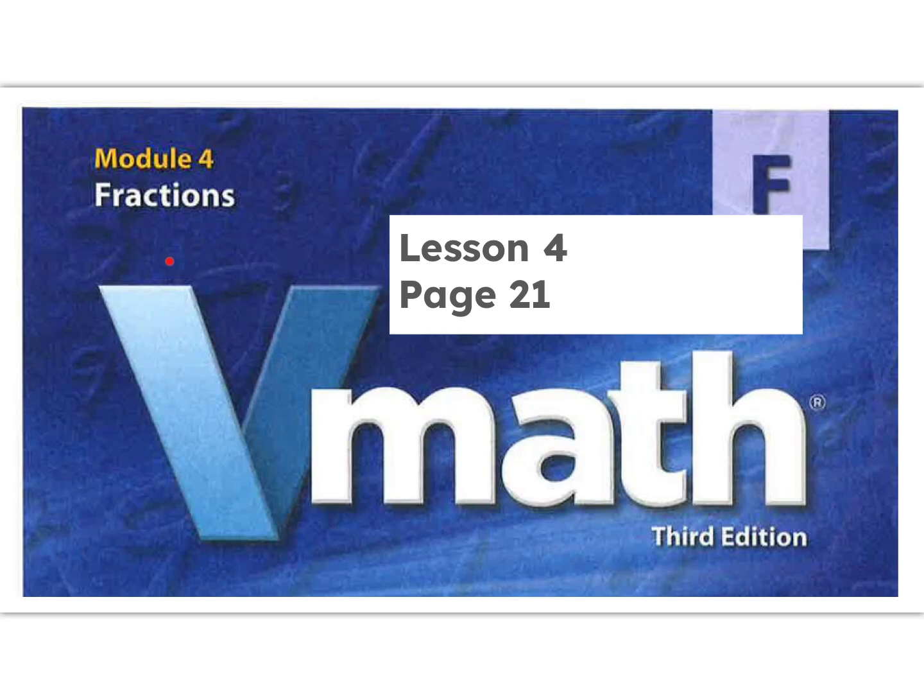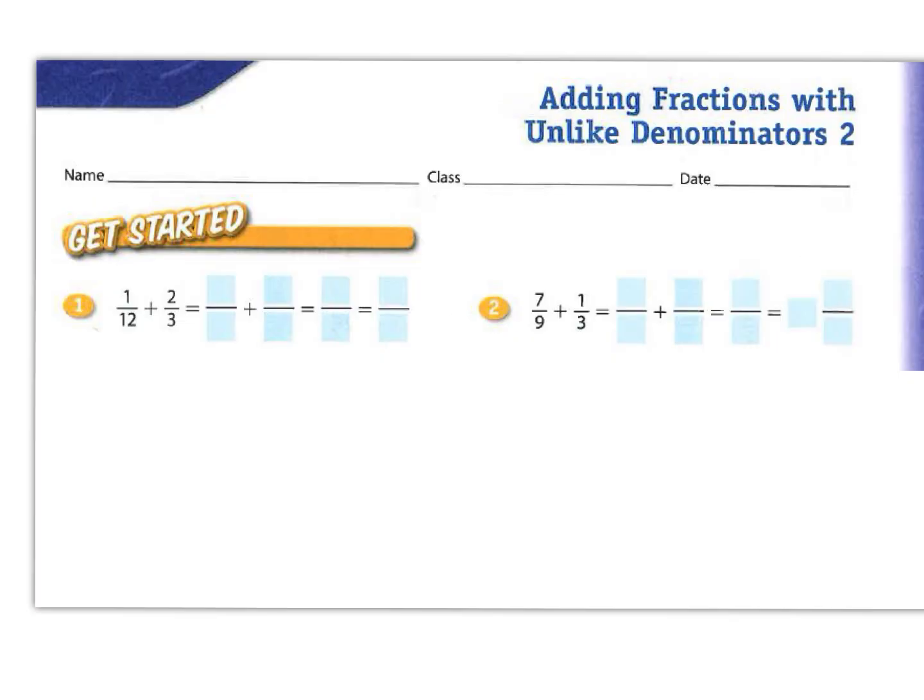Hi everyone, we're on Module 4 Fractions, Level F of VMath. This is Lesson 4. Turn to page 21 in your packets to follow along and take notes. All right, let's do these together. This lesson is adding fractions with unlike denominators, part 2.